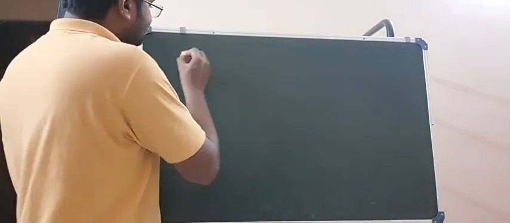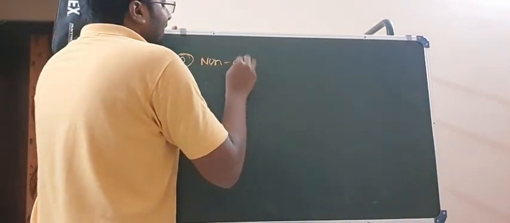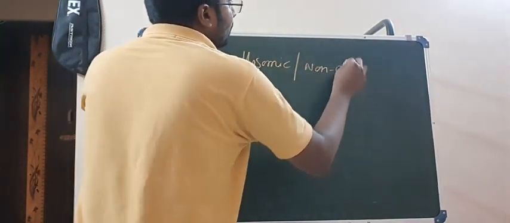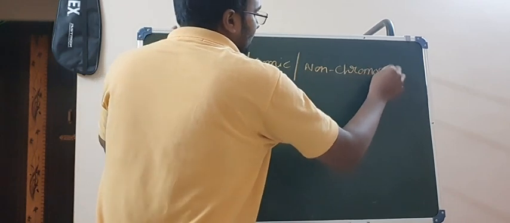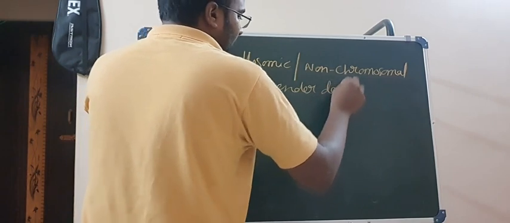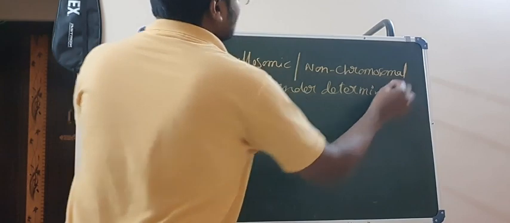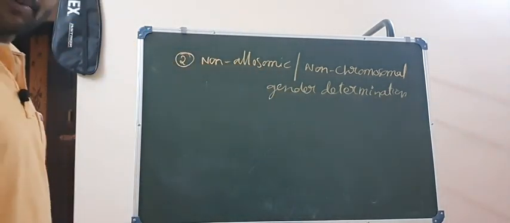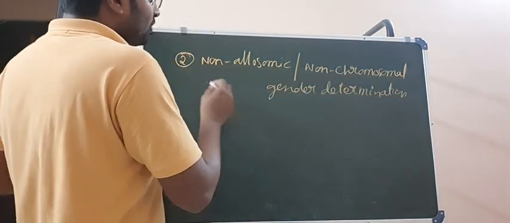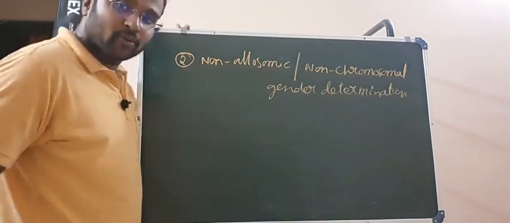So next, the second type, if you take non-allosomic or non-chromosomal gender determination. Non-chromosomal or non-allosomic gender determination, here chromosomes have no role in determining the gender of an individual. Usually in microbes it happens.